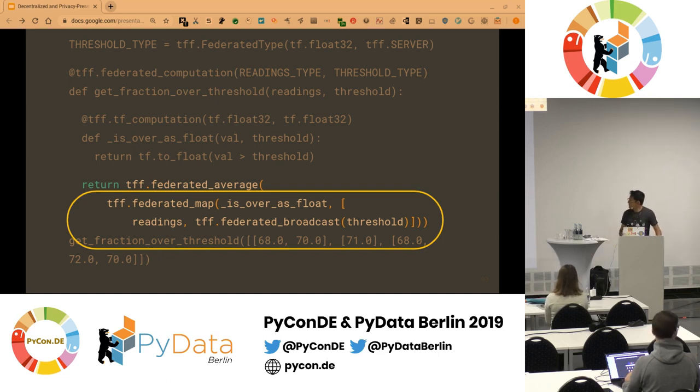function. So the key thing here is there is a separate declaration, that TFF TF computation, which defines the function that you want to run on the clients, and then there is the overall function, which essentially does a broadcast of the threshold. You run a federated map, which is basically saying, okay, get the data. You have the readings and you have the threshold. Use these two things and run that function. And then once you get all this data back from the clients through the federated map, run federated average.